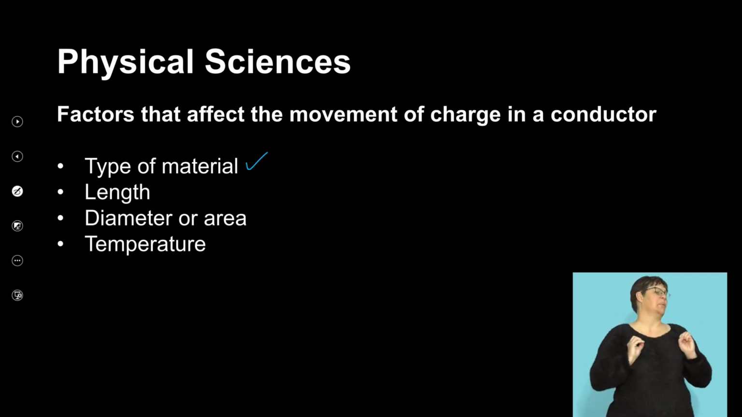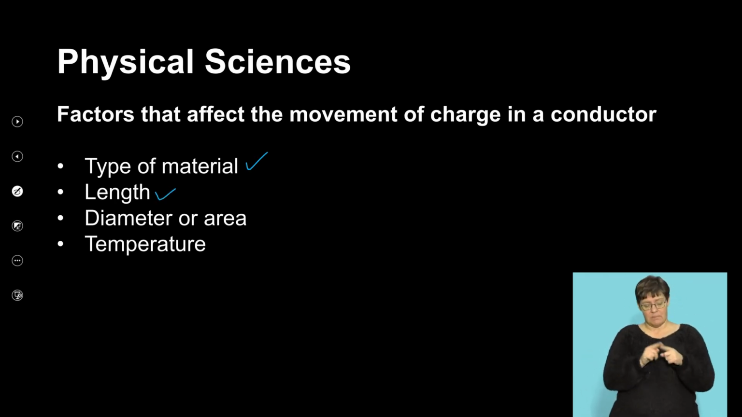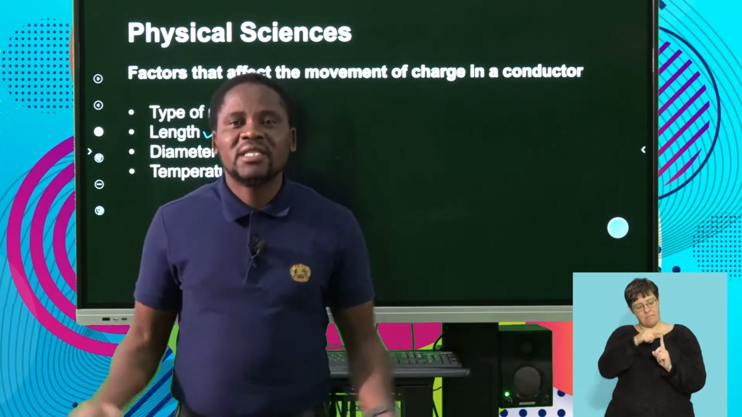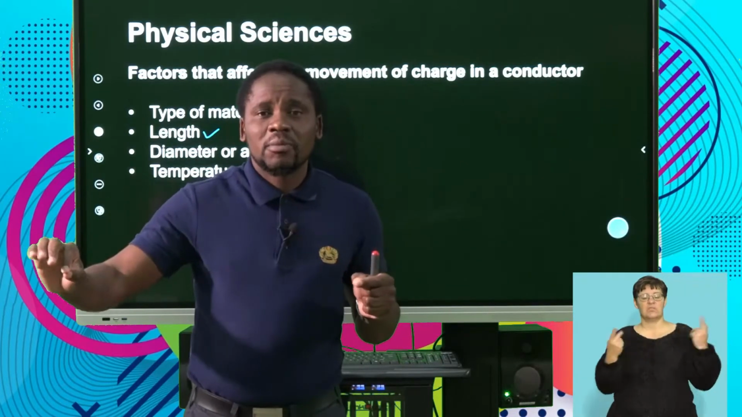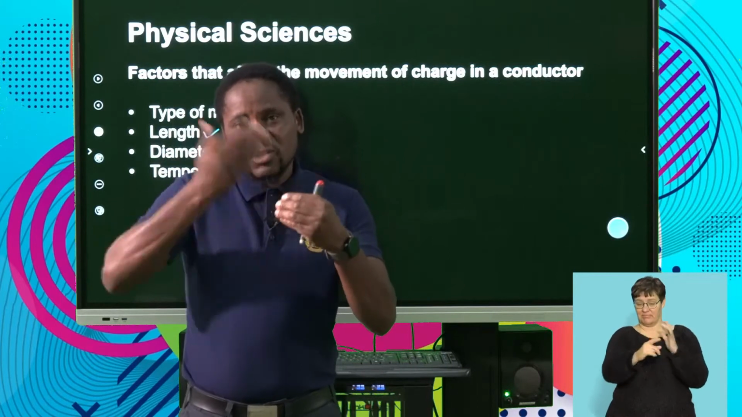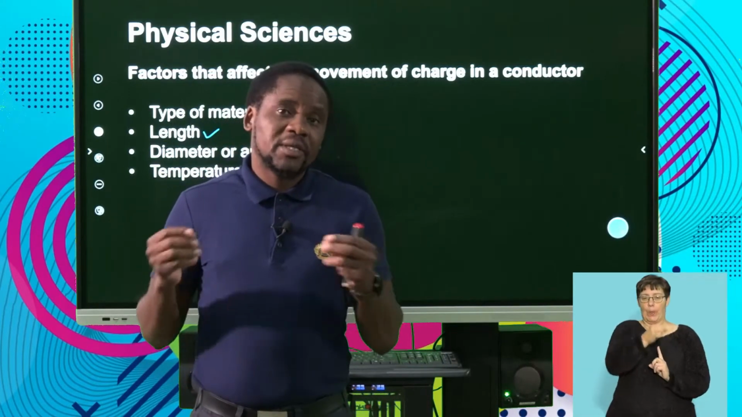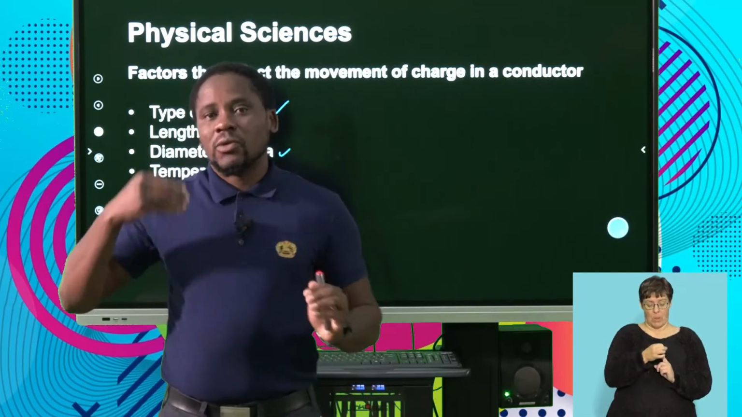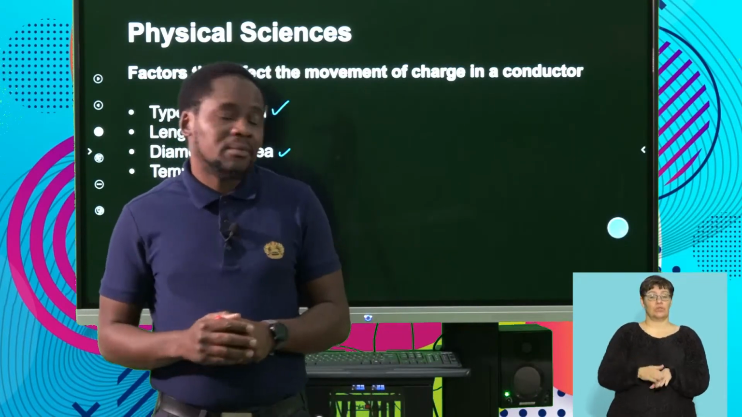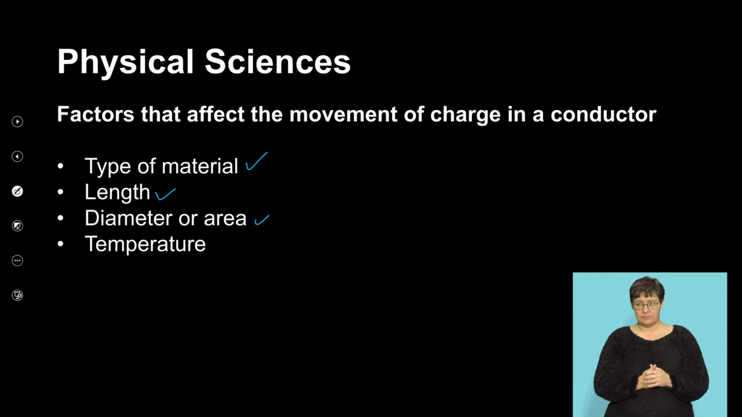While length is another very important factor that we want to discuss. And then we talk of diameter or area. If we talk of a diameter, it means we're talking about the cross-sectional area, because if you pick up a material at random, it can be a piece of wire. In most cases, it is cylindrical in shape. So when we talk of diameter, we're talking about the cross-sectional area of that particular material. How does the diameter or the cross-sectional area affect the flow of charge or resistance of that material? And lastly, we'll look at temperature.